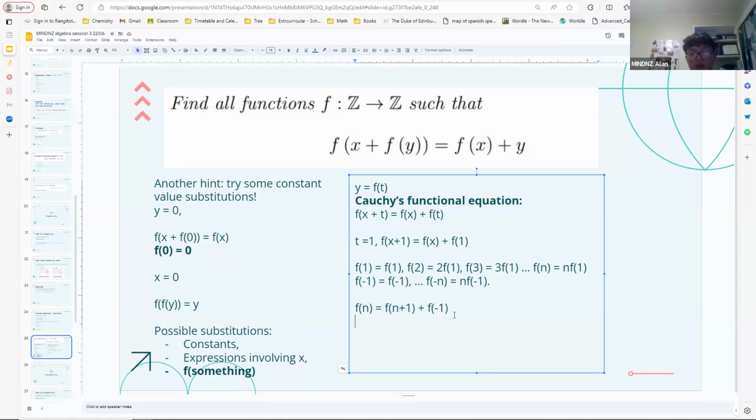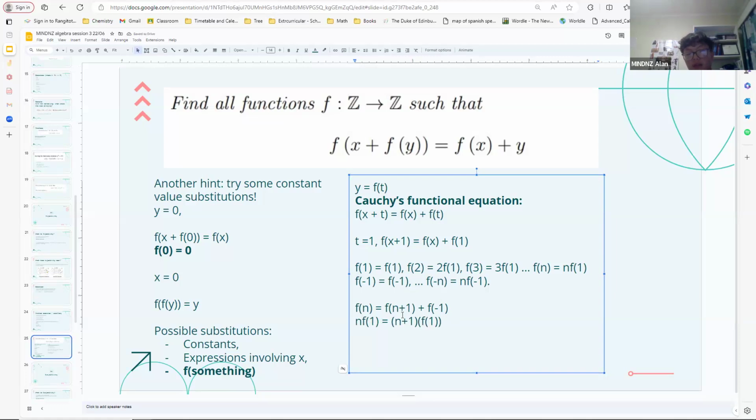So now, what is f of n plus 1? We know that f of n plus 1 is the same thing as n plus 1 times f of 1. And what is f of n? F of n is also very simple, right? This is for positive n. F of n is just n times f of 1.